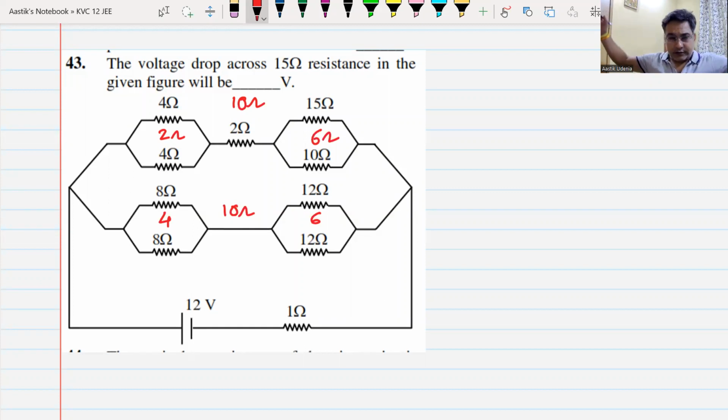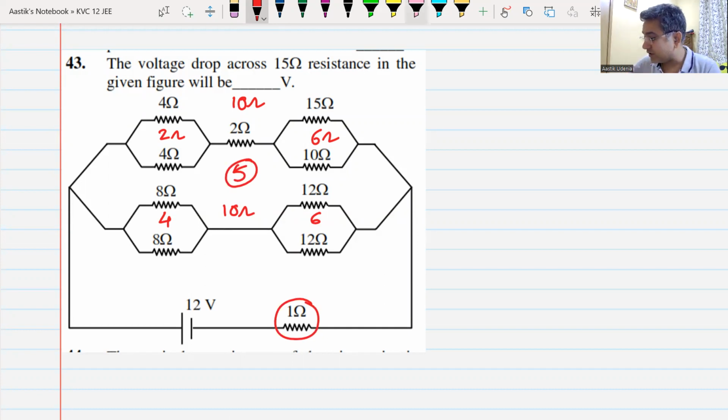10 and 10 are in parallel, sir. Deep breath, open your eyes and see. Yes, now tell me again. 10 and 10 are in parallel, sir. Yes, so it becomes 5. Then 5 and 1 are in series, sir. So it becomes how much? 6. So 6 is the total resistance.